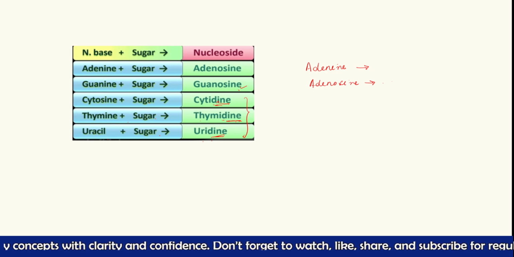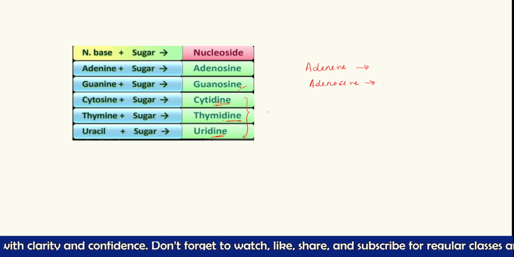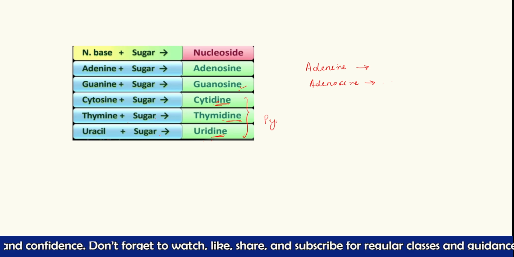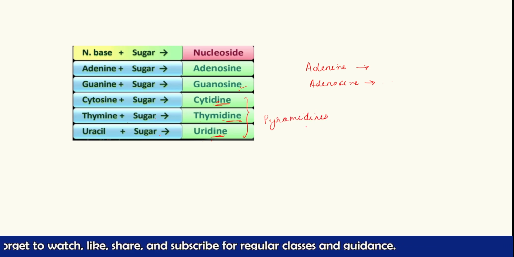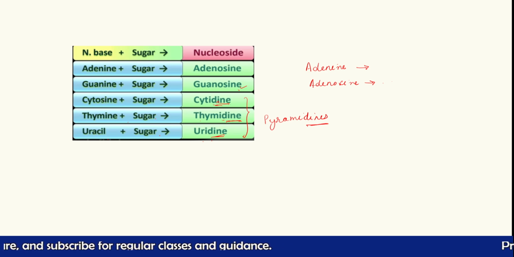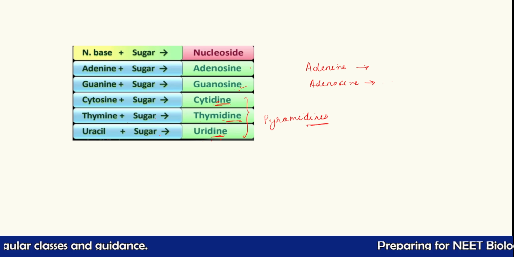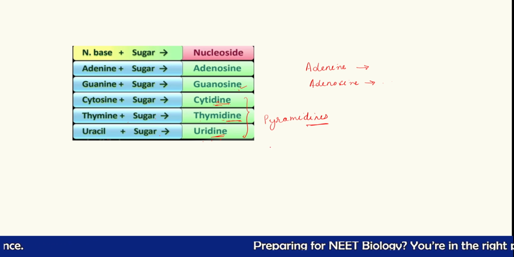Okay, you can easily remember because these three come under which category? They are pyrimidines, right? So you remember like that, pyrimidines, the last letters D-I-N-E. But the first two, adenosine and guanosine, are the purine forms. So these are the examples of nucleosides.